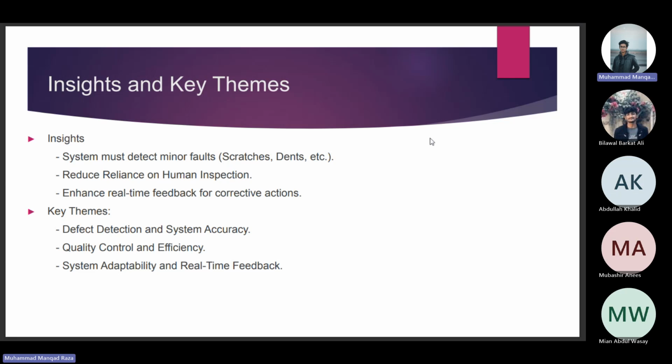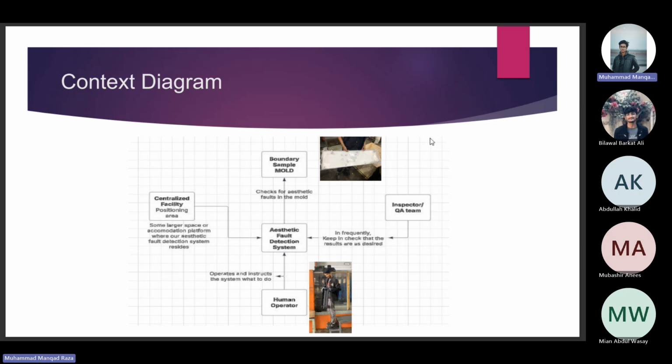The key themes are defect detection and system accuracy, quality control and efficiency, and system adaptability and real-time feedback. That is very necessary for our system. So Abdullah will continue from the context diagram.